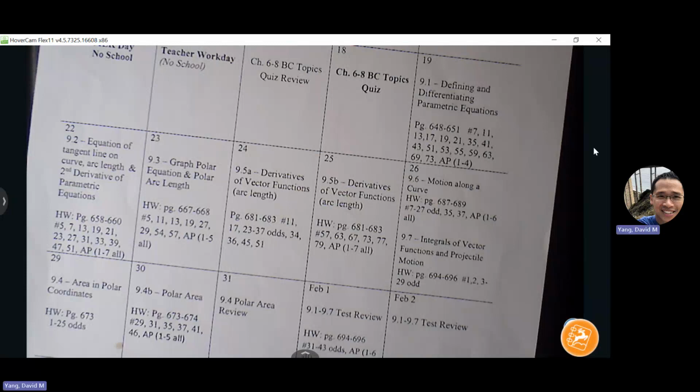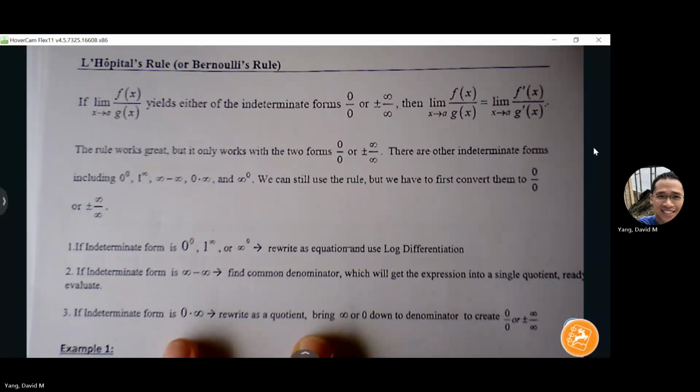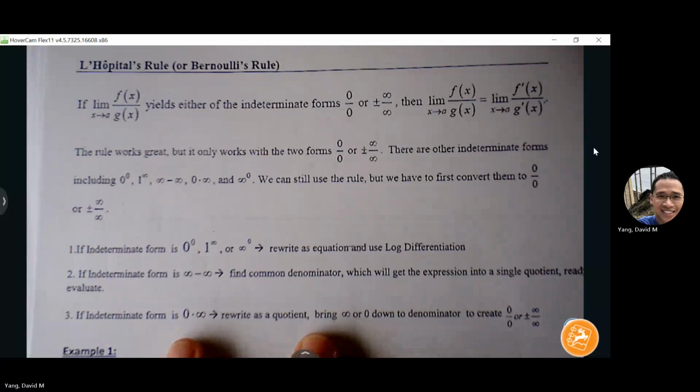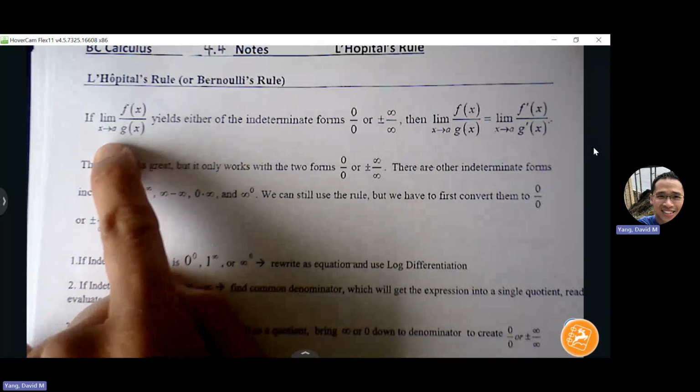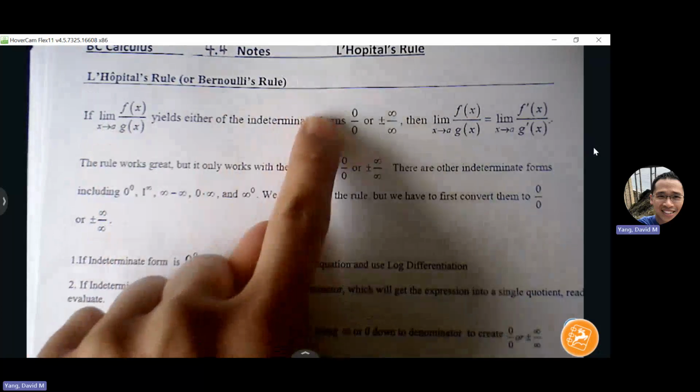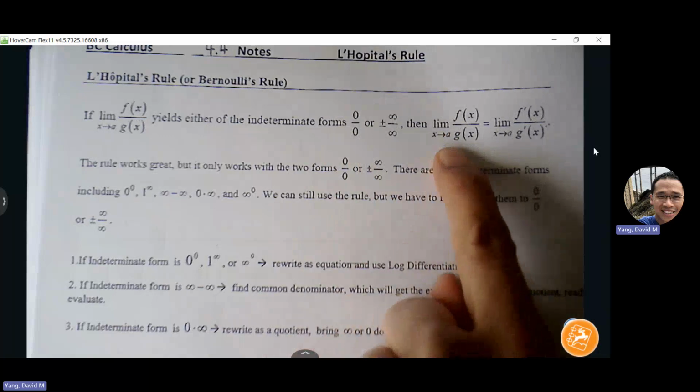All right, I just want to show you real quick this one type of L'Hopital's rule that we haven't quite seen. So if you guys can turn back to page 14. Okay, L'Hopital's rule, just a quick reminder. If we're evaluating a limit and we get either 0 over 0 or infinity over infinity, that gives us the green light to do L'Hopital's rule.